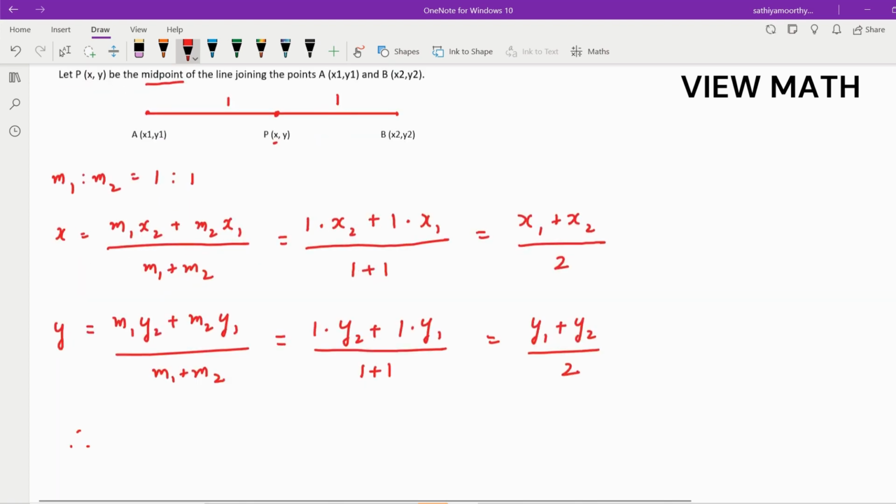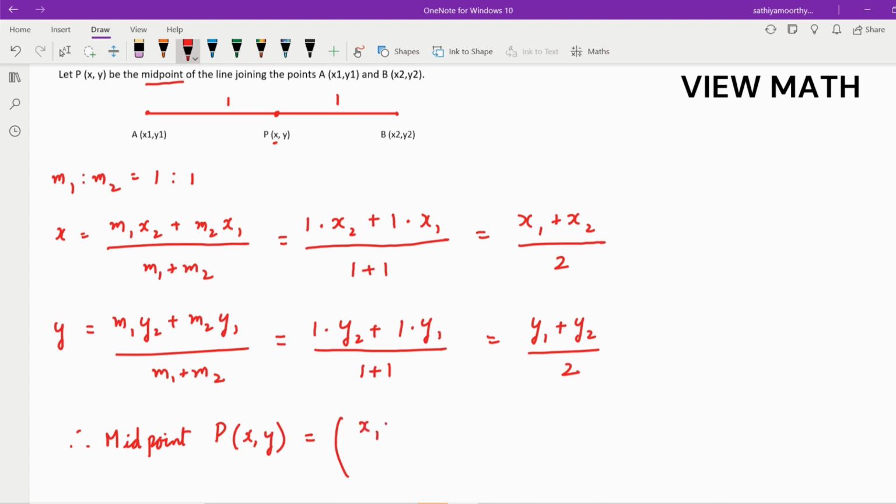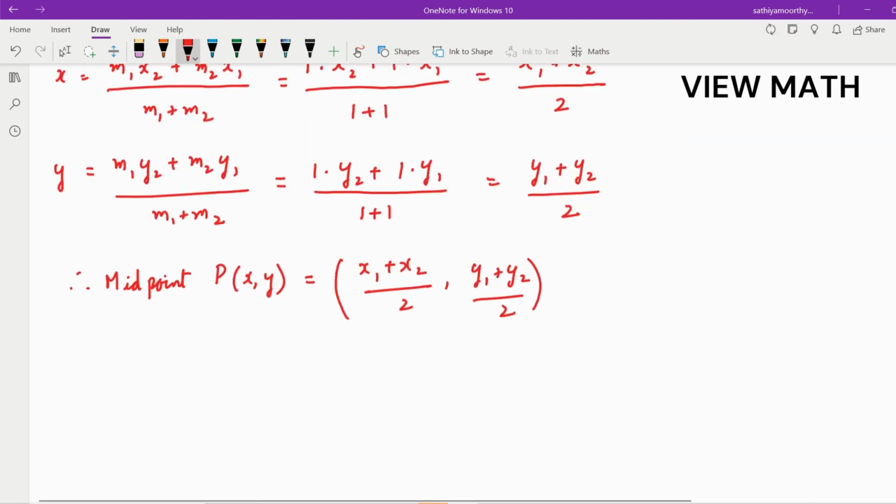Therefore, the midpoint formula we are deriving from the section formula. So the midpoint P(x, y) is equal to x, that is (x1 plus x2) by 2, comma y, that is (y1 plus y2) by 2. So this is the midpoint formula.